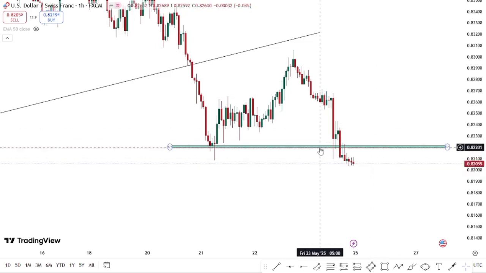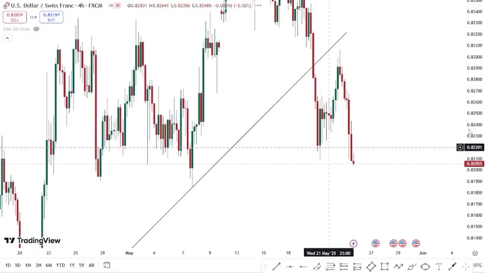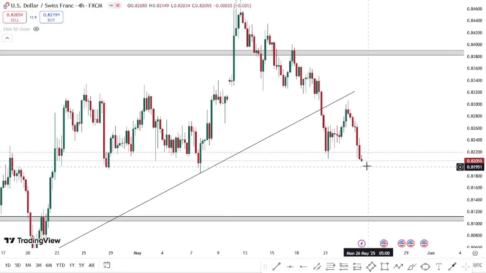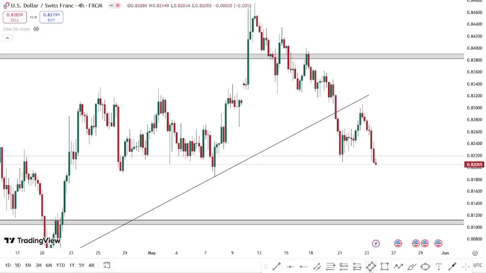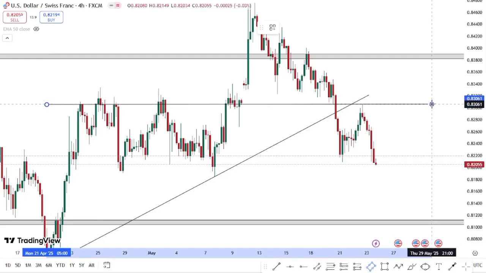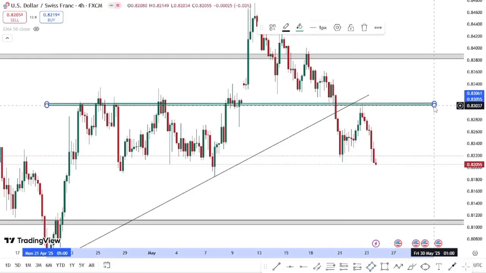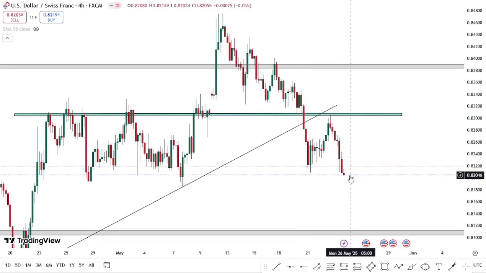But ideally, I would want USD CHF to come back into this particular zone. You can see how price danced at this zone for a very considerable amount of time before it broke to the upside. So I'll be expecting this particular trade to come back at least into this zone.